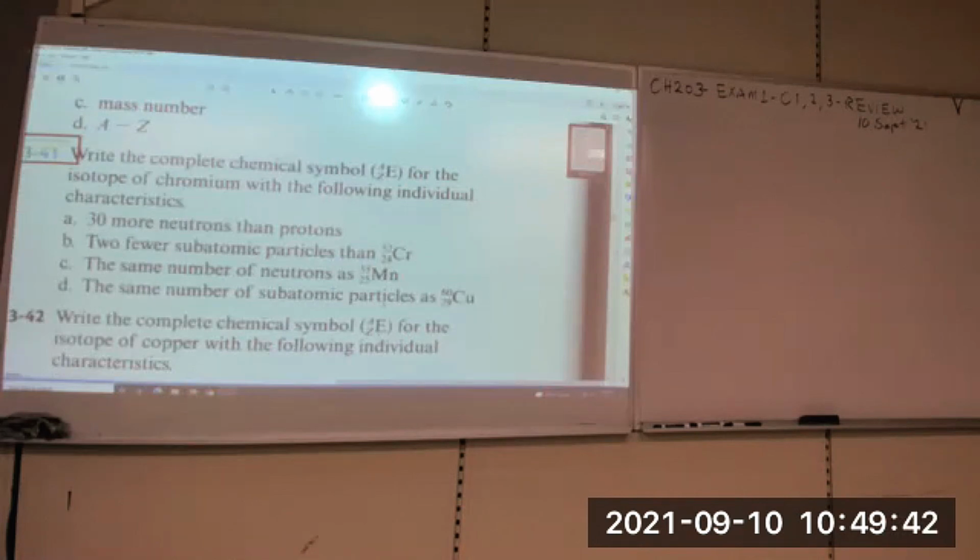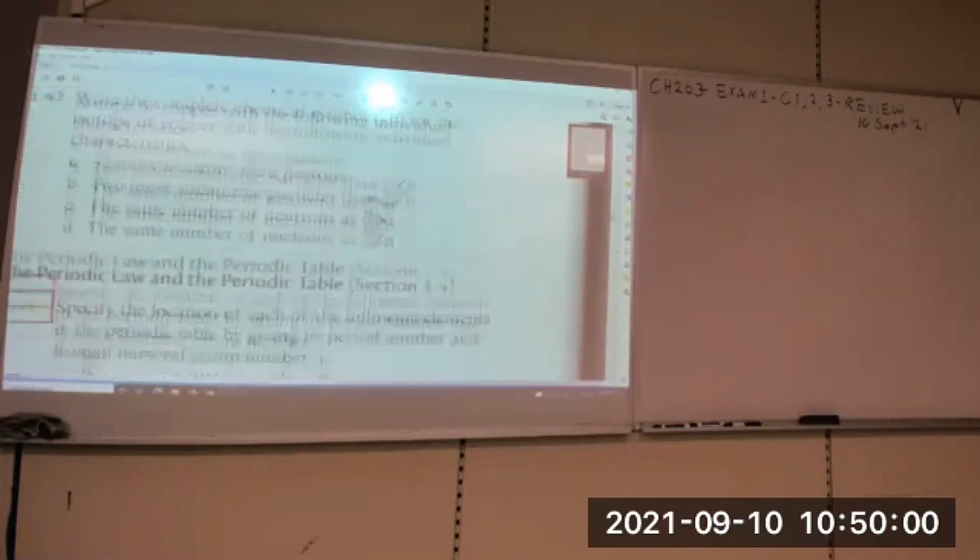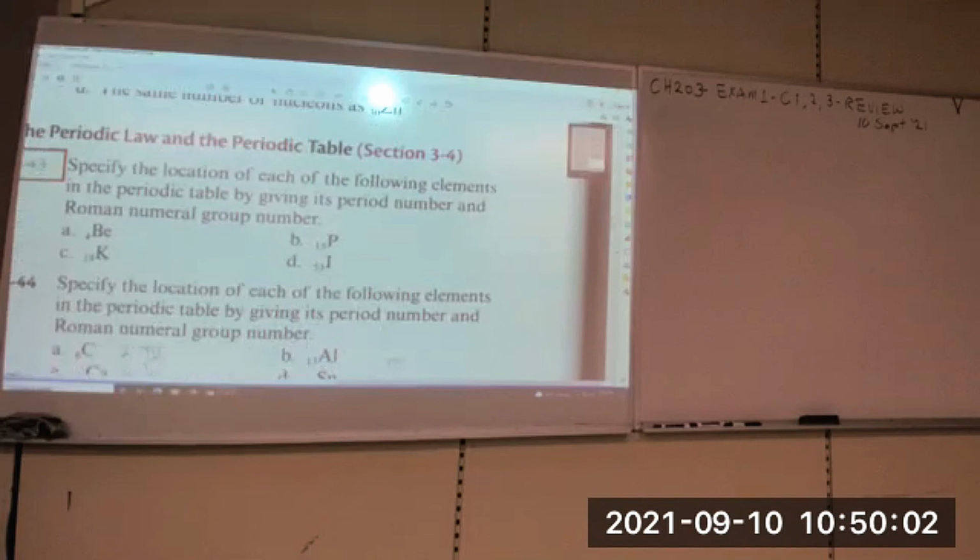Write the complete chemical symbol for the isotope of chromium with the following individual characteristics. Anybody have trouble with that one? Good, because we only got 10 minutes. Specify the location of each of the following elements in the periodic table by giving its period number and Roman numeral of the group. Okay.